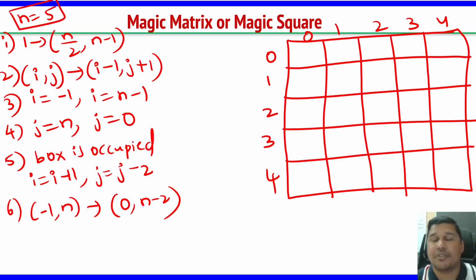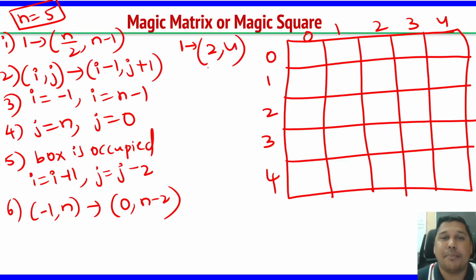Right. Let us fill 1. Where should I fill 1? What is my for loop iteration? It will iterate from 1 to 25. So, number 1 should be filled at n by 2, that is 5 by 2 means 2, comma n minus 1, that is 5 minus 1 means 4. In box number 2 comma 4, I have to fill 1.